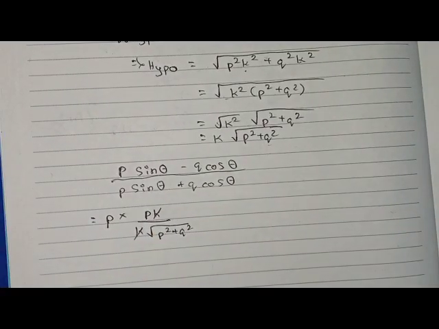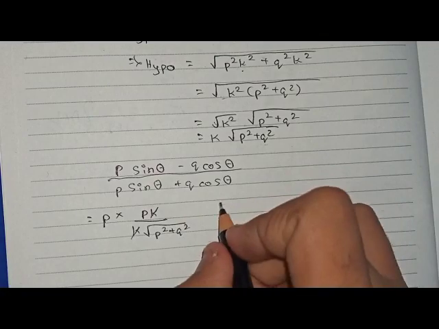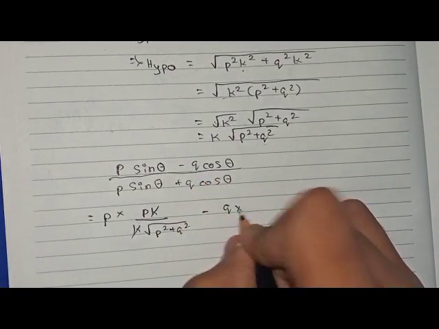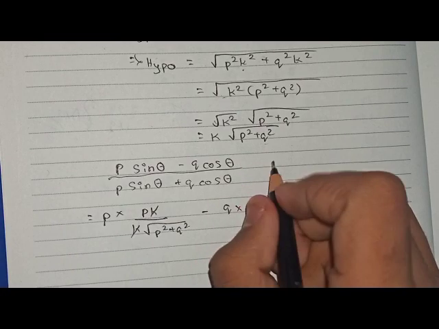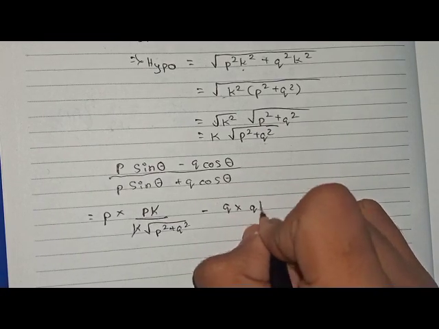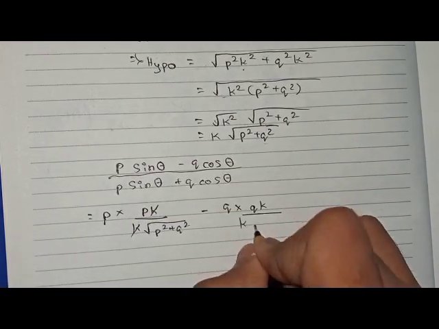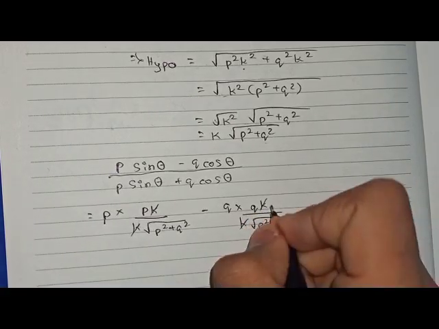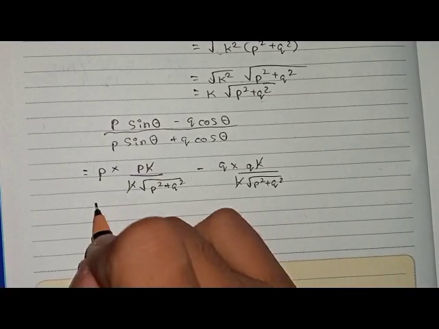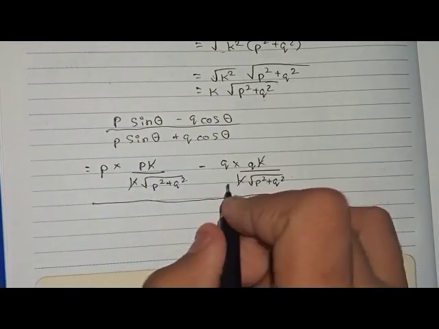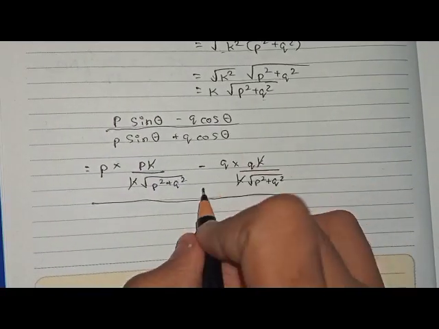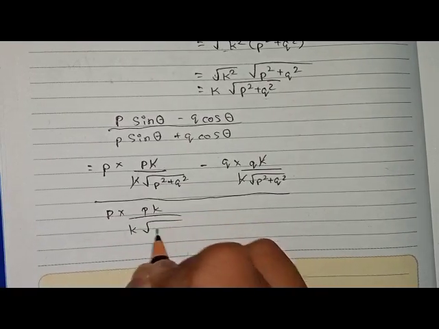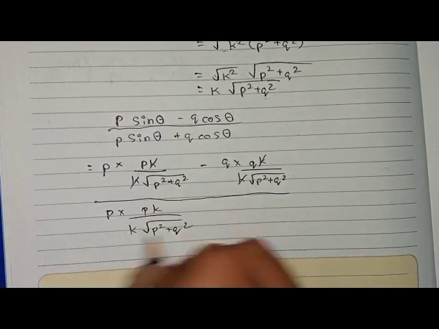k cancels. Minus q cos theta, that means q into cos theta, which is base by hypotenuse. So base is qk and hypotenuse is k root over p square plus q square. k cancels. So now divided by p sin theta, so p into pk by k root over p square plus q square. k cancels.